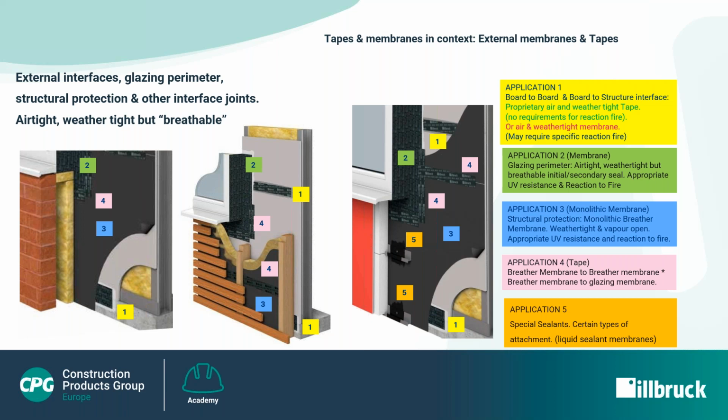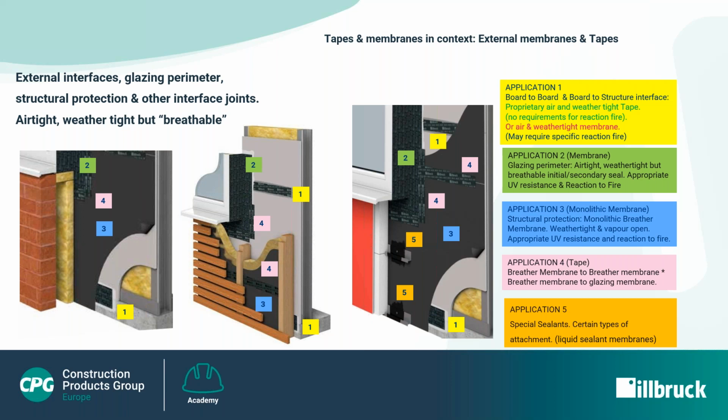Application 2 is the primary glazing perimeter membrane. This needs to be airtight and weathertight, but breathable. This is an initial becoming secondary seal once the cladding layers have been applied. These membranes should have appropriate UV resistance and, depending on the type of building classification, an appropriate reaction to fire.